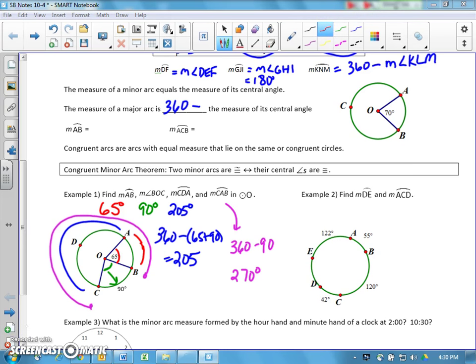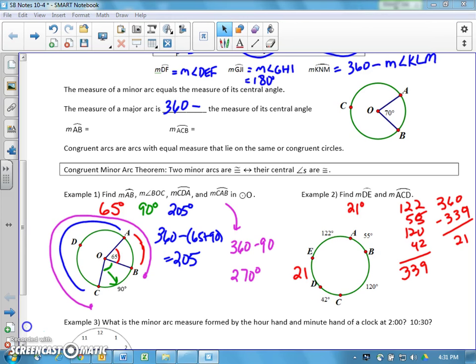All right, let's take a look at example 2. They want us to find the measure of arc DE and arc ACD. Well, if we look at this, they've given us measures of all the arcs except for DE. But we know that all the arcs have to add up to 360. So we can add the pieces that we have, 120 and 42. We add these up, we're going to get 339. Then we're going to do 360 subtract 339, and we're going to get 21. That means this has to be a 21-degree arc, so the measure of DE would be 21 degrees.